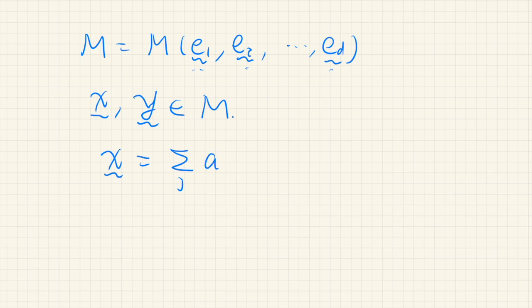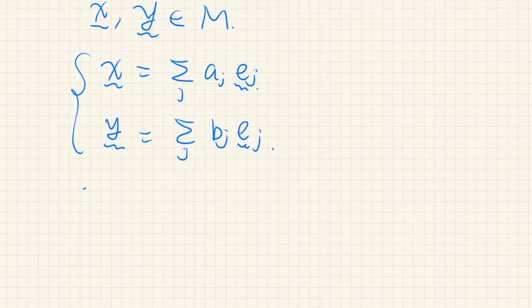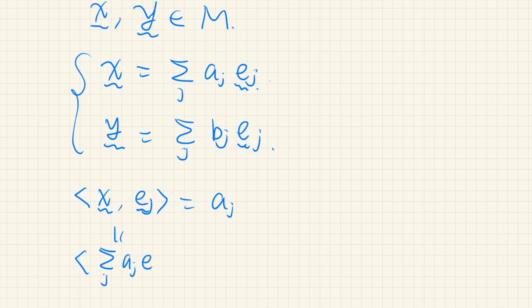So let's say x is the sum of aj times ej, and y similarly is another linear combination, the sum of bj times ej. So first of all, the inner product between x and ei is equal to ai because of orthonormality. It's very easy to see. Just substitute the representation of x, and let's write i here.